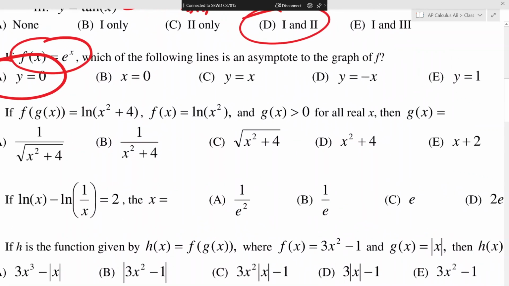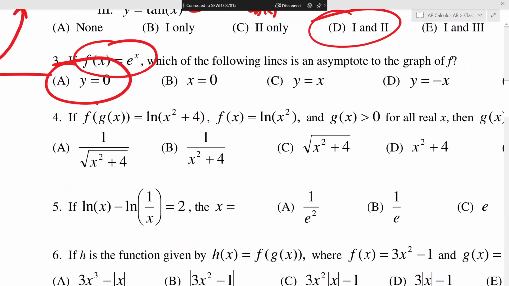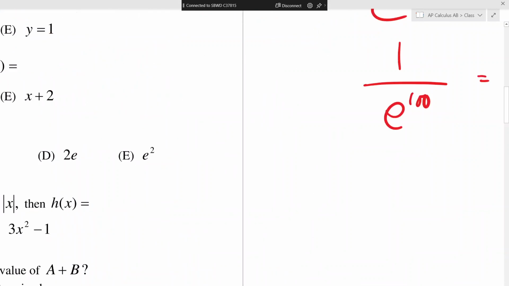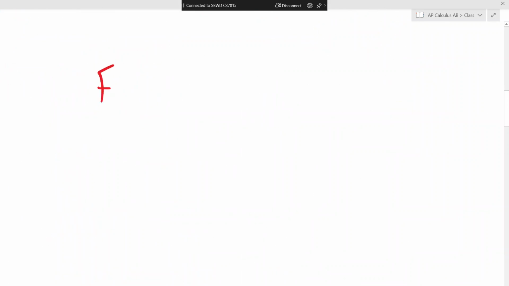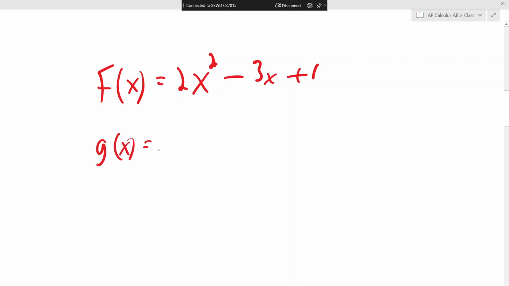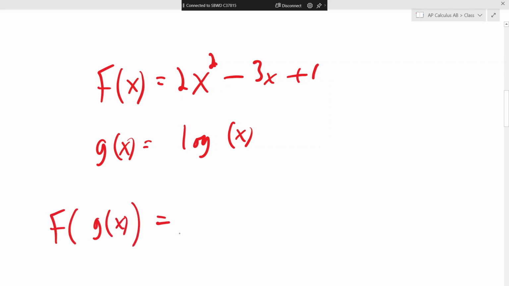4, you ready? This says f of g of x. That means we're plugging g into f. Let's review that real quick, okay? If f of x is x squared, let's make it 2x squared minus 3x plus 1, and g of x is log of x for whatever reason, and I asked you, what is f of g of x?